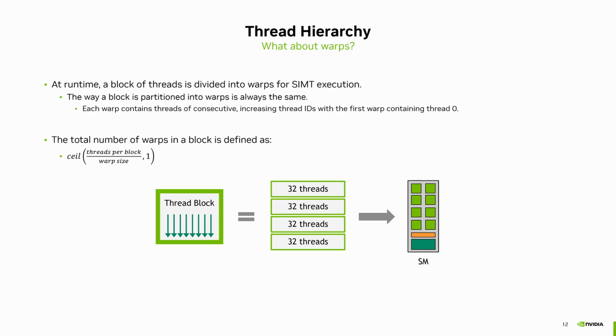So what about warps? Because we've been talking about warps mostly. At runtime, a thread block is actually partitioned into warps, groups of 32 threads for SIMT execution. And the way a block is partitioned into warps is always the same. Each warp contains threads that have consecutive thread IDs, and warp 0 always contains the first thread, thread 0. But what happens when the thread block size is not a multiple of the warp size? In that case, the hardware will round up the number of threads, and it will just deactivate some of the threads when executing.